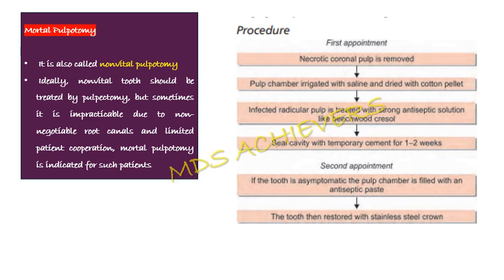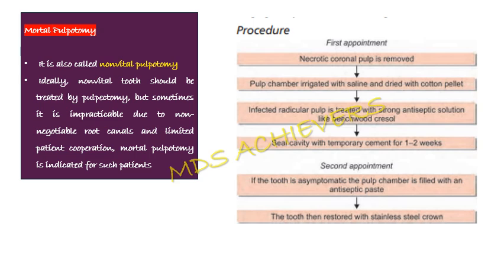Necrotic coronal pulp is removed, the pulp chamber is irrigated with saline and a dry cotton pellet is placed. Infected radicular pulp is treated with a strong antiseptic solution like benzyl cresol and the cavity is sealed with temporary cement for 1 to 2 weeks.